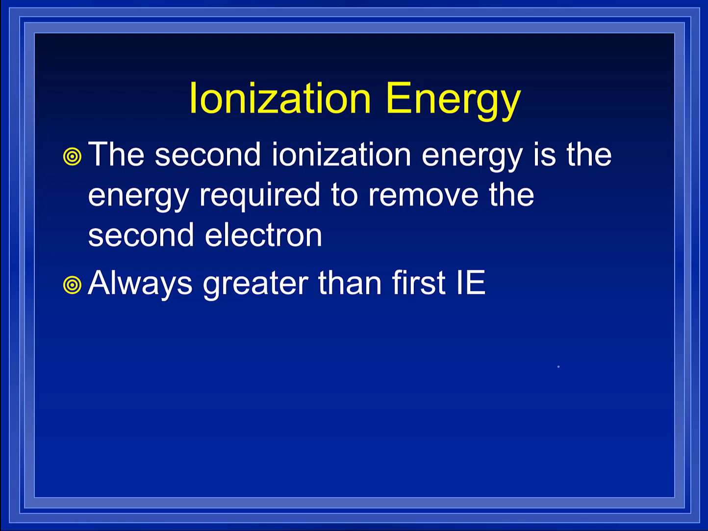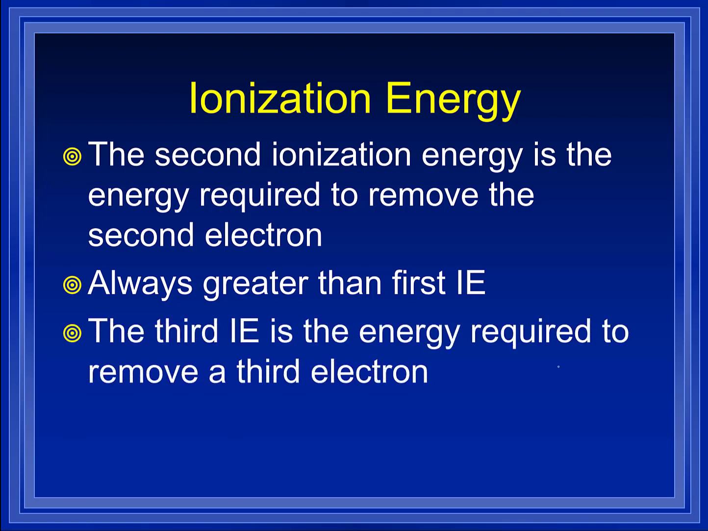Okay. What do you think the third ionization energy is? It's to take the third electron off, and it's going to be bigger than the second, etc. How many ionization energies do you have? As many as you have electrons. So we could talk about the 54th ionization energy of cesium. First you knock off the first 53. Then you knock off the 54th, and you still have one left. And the 55th is going to be bigger than the 54th.